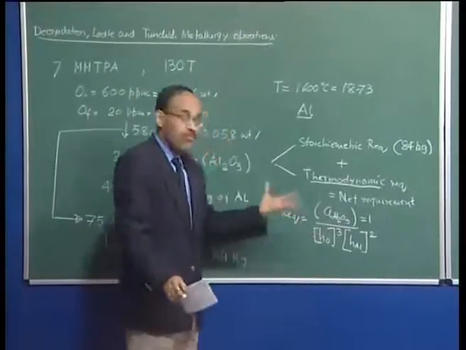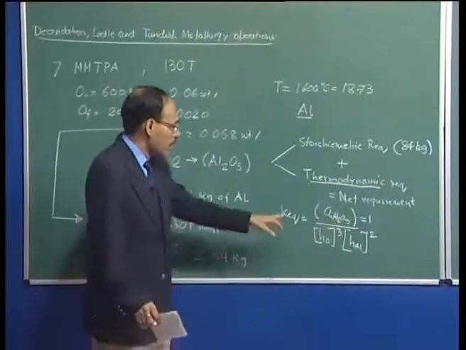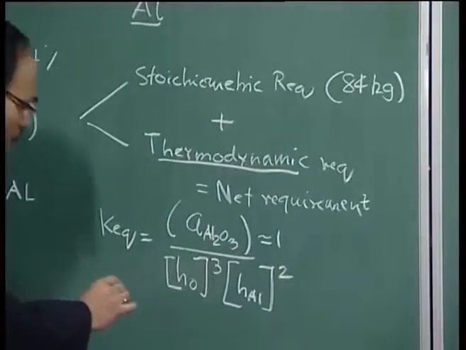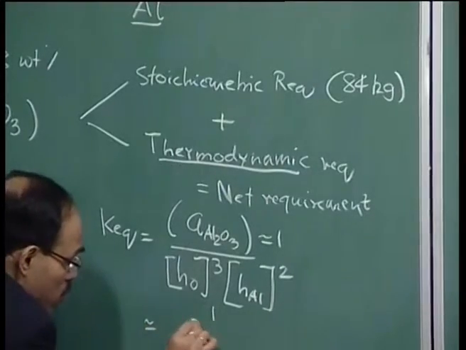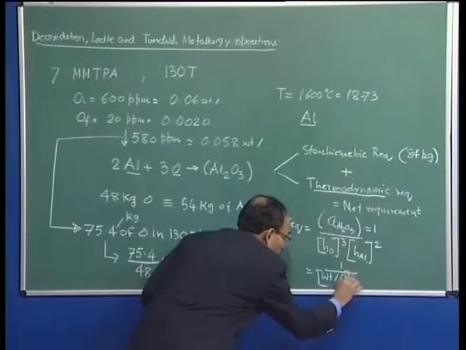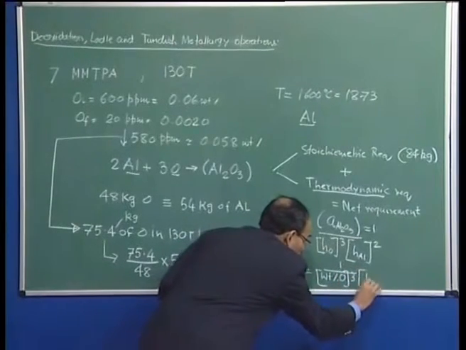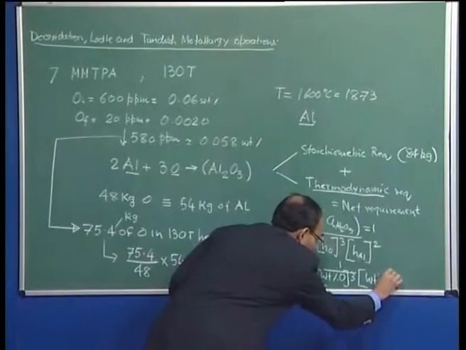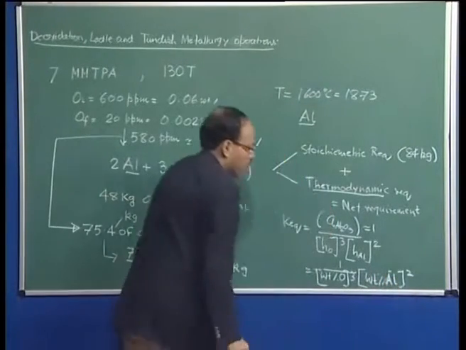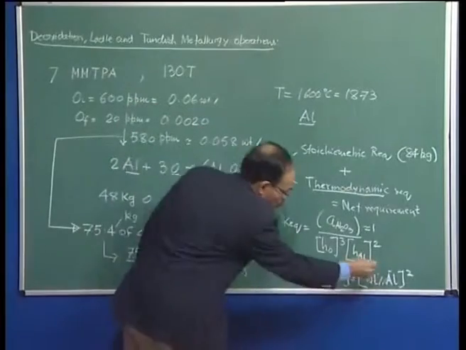And now we can make one more drastic assumption, that the Henrian activity can be approximated in terms of the weight percentage scale. So this is going to be equal to weight percent of oxygen cubed multiplied by weight percent of aluminum squared. Okay, so that is what it is going to be.